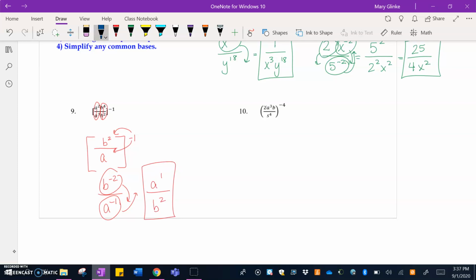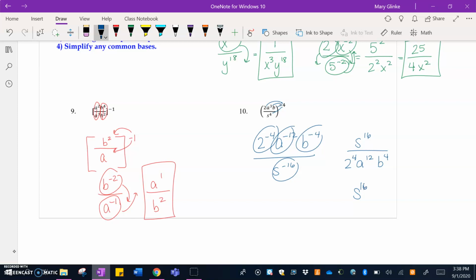This last one, we're going to raise everything to that negative fourth power. So it's 2 to the negative fourth, a to the negative 12th, and b to the negative fourth, all over s to the negative 16th. In this case, everything has to move, so it's s to the 16th over 2 to the 4th power, a to the 12th power, and b to the 4th power. And simplifying from there gives us s to the 16th over 16, a to the 12th, and b to the 4th.